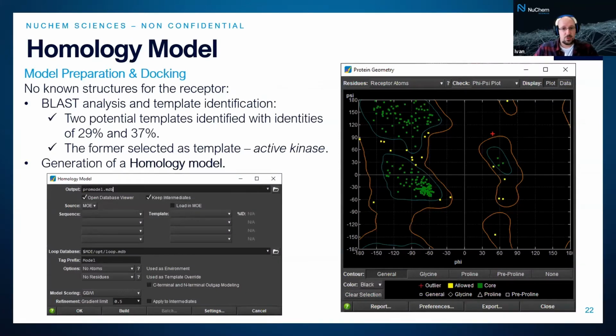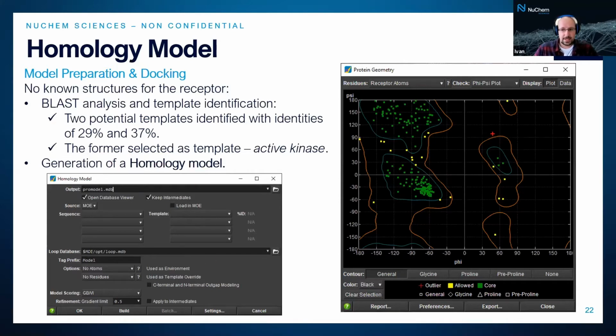Our first step was to generate a homology model. Using the MOE utilities and online resources, we first analyzed the sequence of our target to identify close analogs to be considered as templates for the generation of a 3D homology model. Our analysis led to identify 2 potential candidates showing 29% and 37% sequence identity with our kinase.